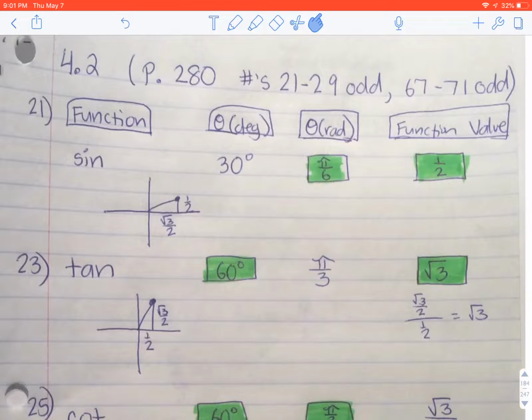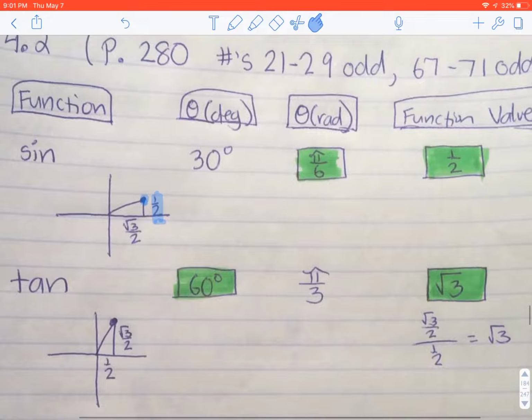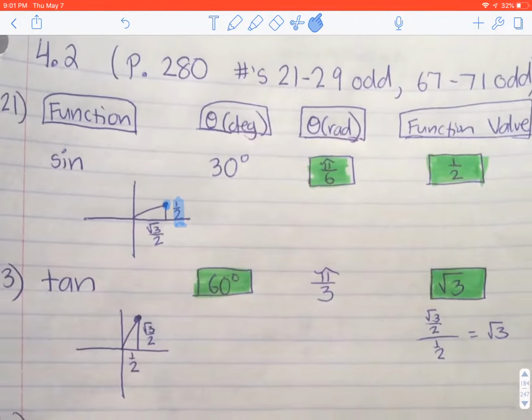So for example, on 21, they gave us the function and the degree. So it was sine and 30 degrees. We were looking for the radian and the function value. So where sine is 30 degrees is right here. Okay, that's our pi over 6. Remember, your sine is your y, so your y value, your function value, would be 1/2. So you should have filled in what I had in green there, pi over 6 and 1/2.